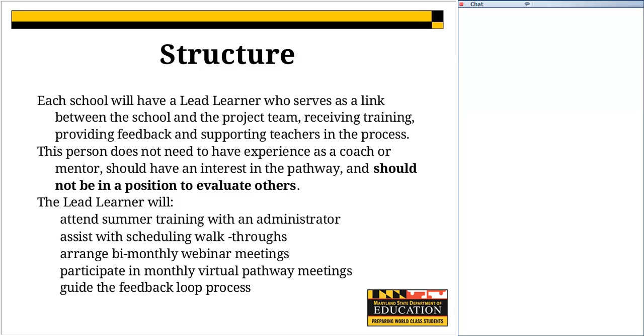They'll participate in monthly pathway meetings, so everybody who's focusing on SLOs will meet and we'll talk about it, give feedback for that, think about what resources might be useful, and then our contacts here at MSDE will also be providing supports and information on a monthly basis. And they'll help guide that feedback loop process, letting us know basically how to keep that feedback loop open and what other processes might be useful. We are hoping to have some sort of technology tool that teachers can use individually, but we're really thinking about what is the best method for this.